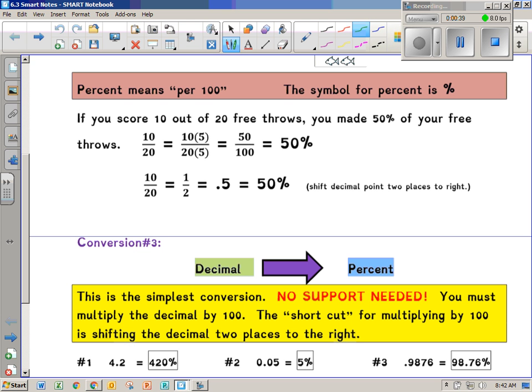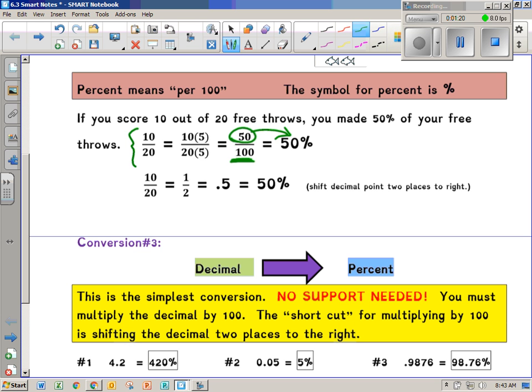Just take a look at this example. 10 out of 20 free throws. It's obvious if you make 10 out of 20, it's 50%. So I just wrote 10 out of 20 as a ratio right here. If I were to multiply the numerator and the denominator both by 5, and the only reason I want to do that is if I can make the denominator exactly 100, then the numerator is the percentage. So putting that percent sign is very important. It means per 100 or out of 100.